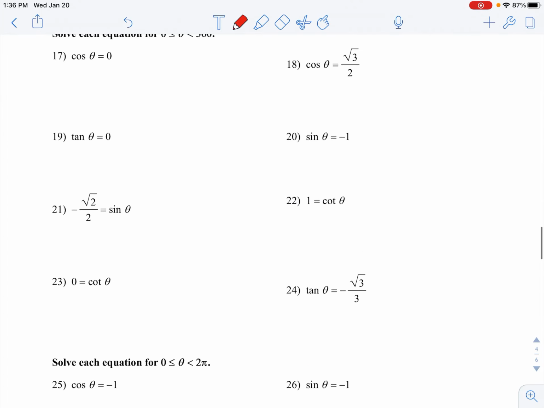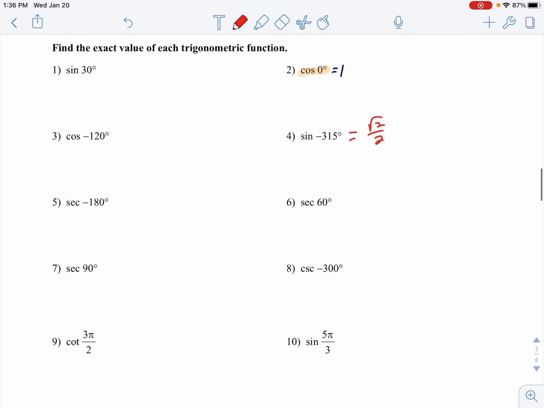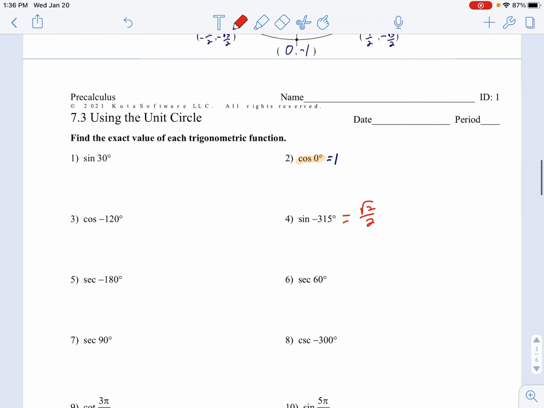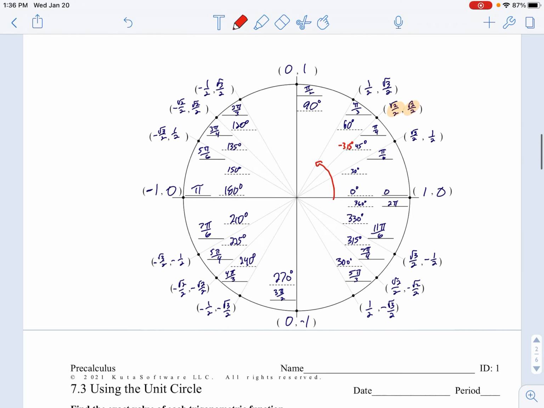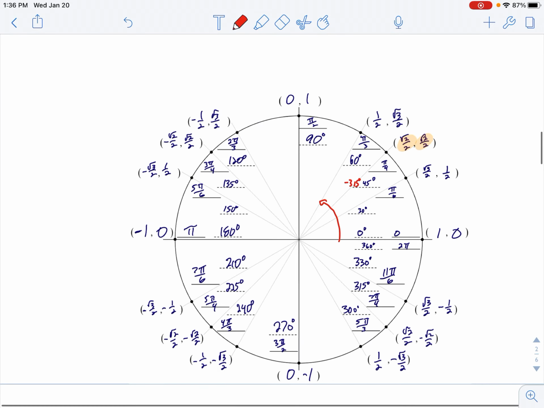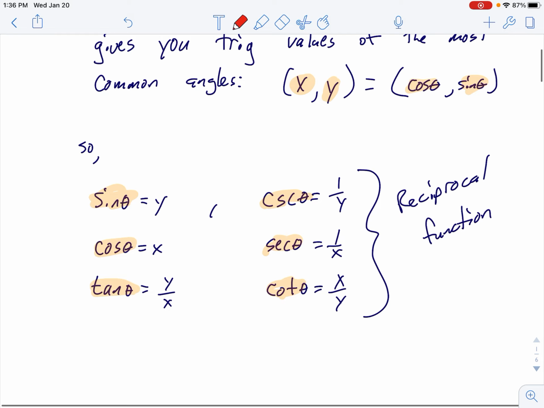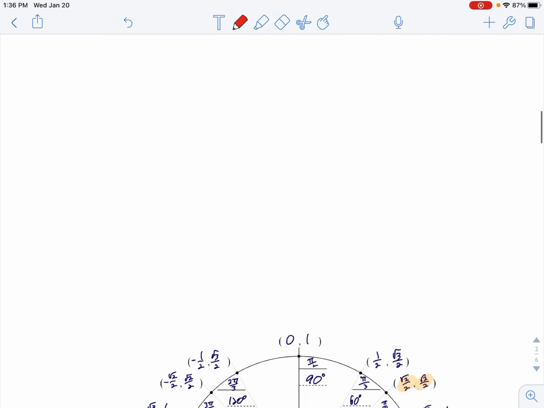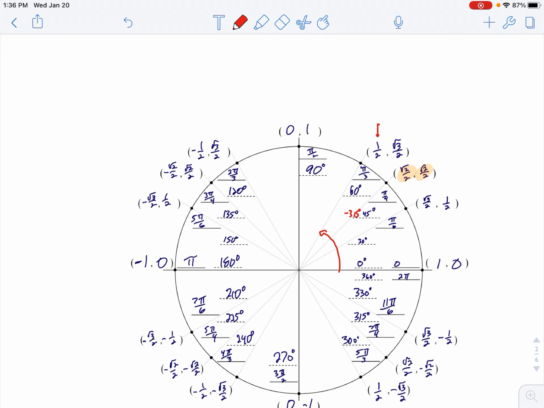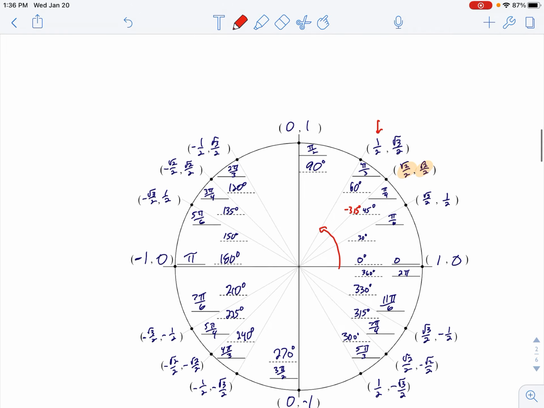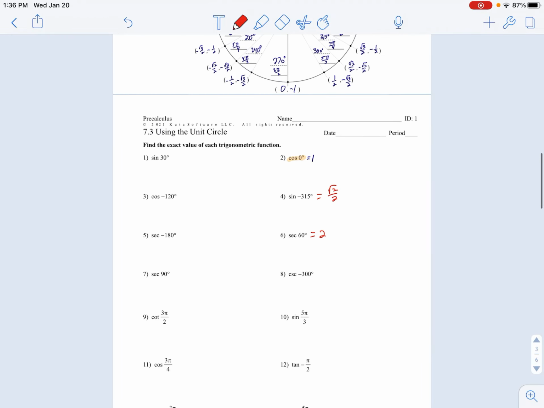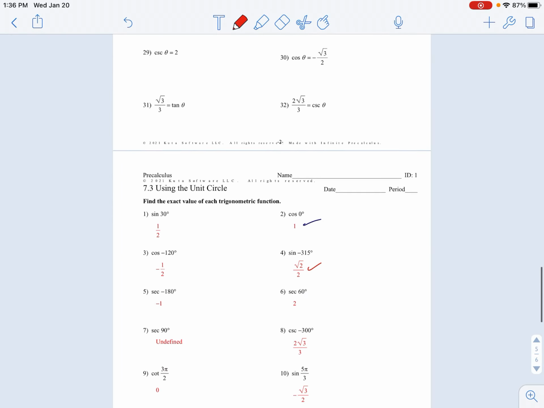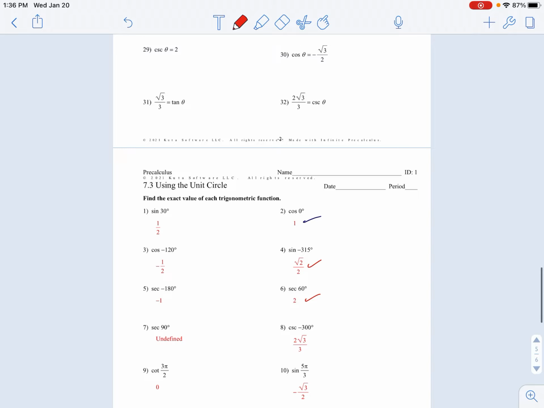It is. Let's look at the secant of 60 degrees. So 60 degrees is right here. Secant is the reciprocal of the x value. The x value is 1/2. The reciprocal of 1/2 is 2 over 1, which is just 2. The secant of 60 degrees is 2, and there it is.